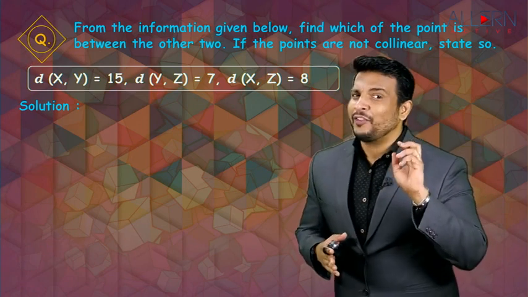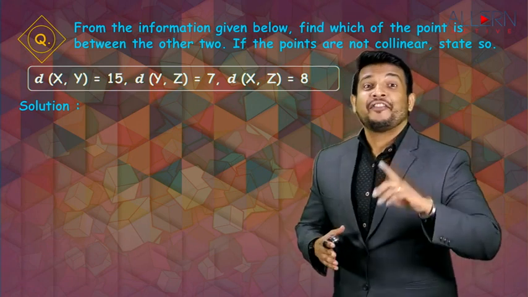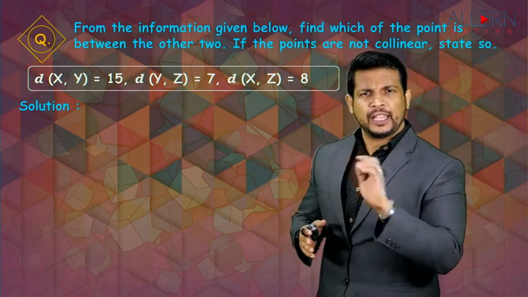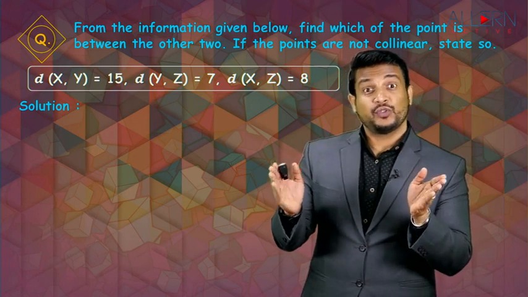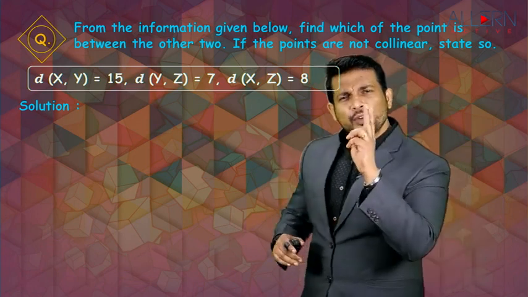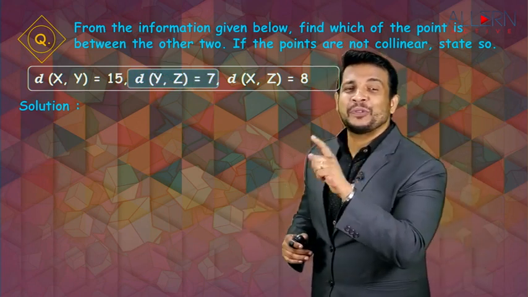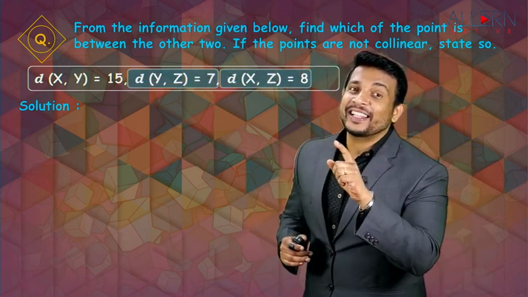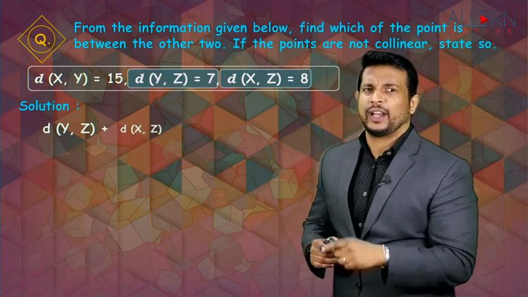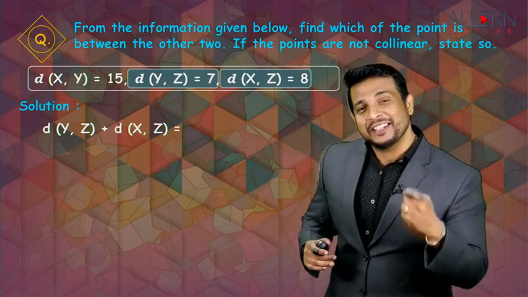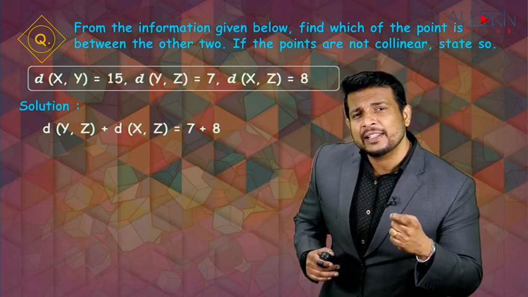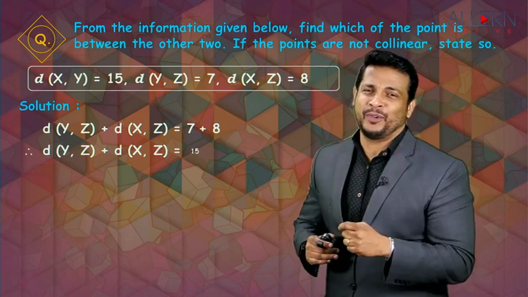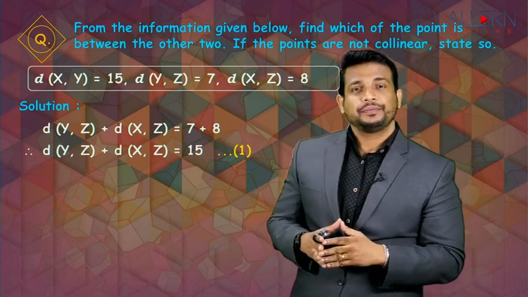We know the trick, we know the way to do it. What is that? First, we pick up the bigger distance, keep it aside. The two smaller distances, we are going to add them up. So which are the two smaller distances? There's distance between y and z and distance between x and z. Add them up, take the sum. So we write distance between y and z plus distance between x and z. It is 7 plus 8. How much is that? 15. Beautiful. And that's our result number 1.